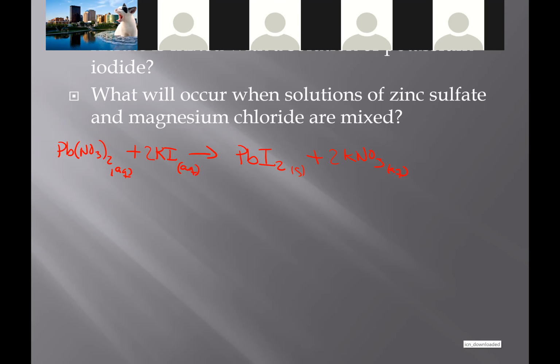Okay, ionic equation. Somebody tell me what to write. Pb 2+, 2 NO3 -1, plus 2 K +1, and 2 I -1. Okay, next.